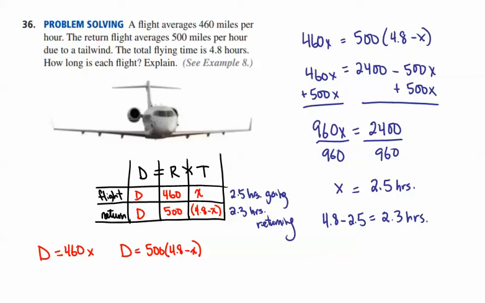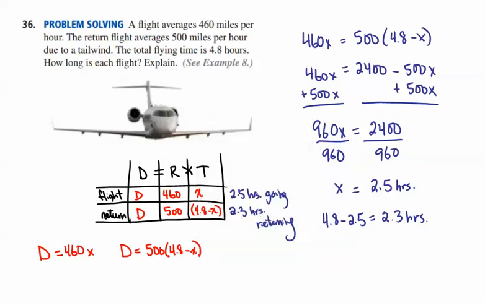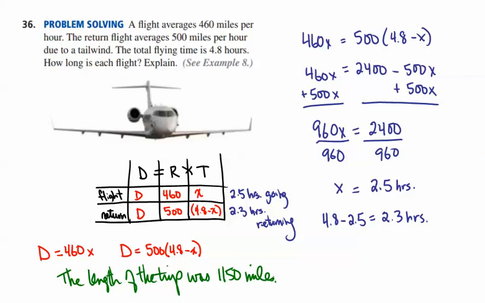Now, we could also determine how long the trip was by simply multiplying 460 times 2.5, although this question is not asked here. Let's see, 460 times 2.5 is going to give us 1,150 miles. The length of the trip was 1,150 miles. That's a pretty substantial plane ride. All right, so that's it for this particular problem.